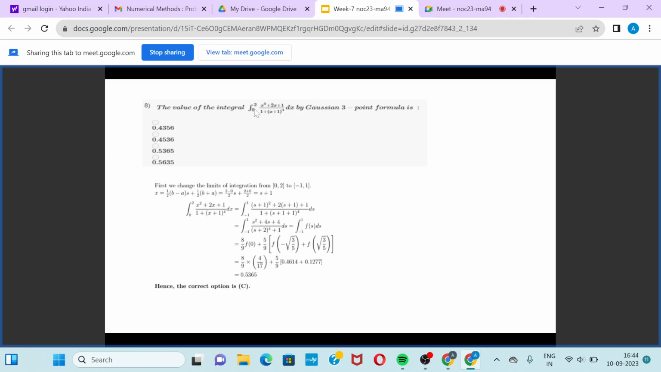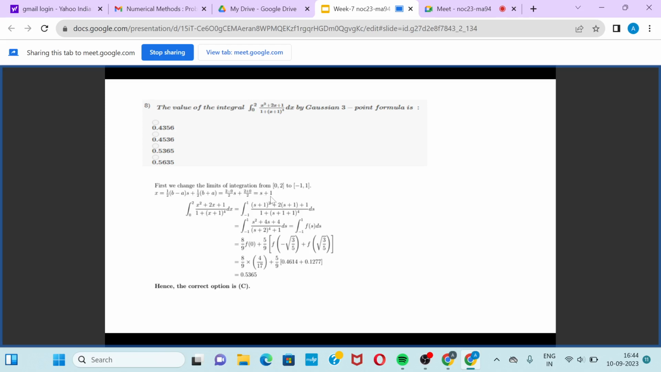Now the next question is: the value of the integral from 0 to 2 of x square plus 2x plus 1 by 1 plus x plus 1 power 4 dx by Gaussian 3-point formula. You have to use the Gaussian 3-point formula and calculate this integral. First we change the limits of integration from 0 to 2 into the standard form, minus 1 to 1. For converting this, substitute x equals half times b minus a times s plus half times b plus a. Here a is 0 and b is 2. Substituting these values, you will get s plus 1.